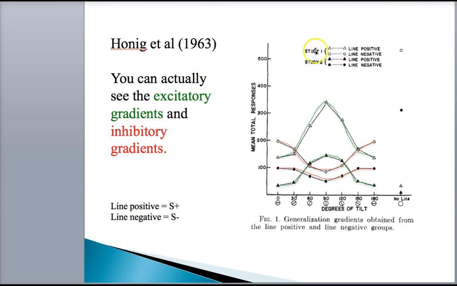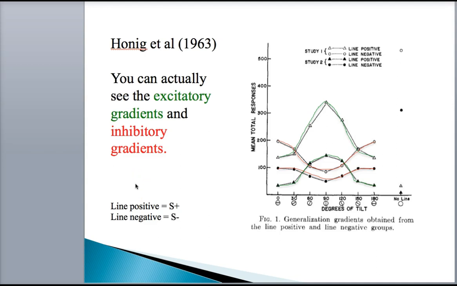There are two studies. There's study 1 and study 2. And for both of them, up here what says line positive means that the horizontal line is the S plus and line negative is that the horizontal line is the S minus. And so the green excitatory gradients, you can see the first one here from study 1. The peak is directly over that 90-degree vertical line, and exactly where you would expect it. The same is true for the second study. Here, this is the line positive, so this is the S plus, again, over the 90-degree tilt. But what's really important here are the inhibitory gradients.